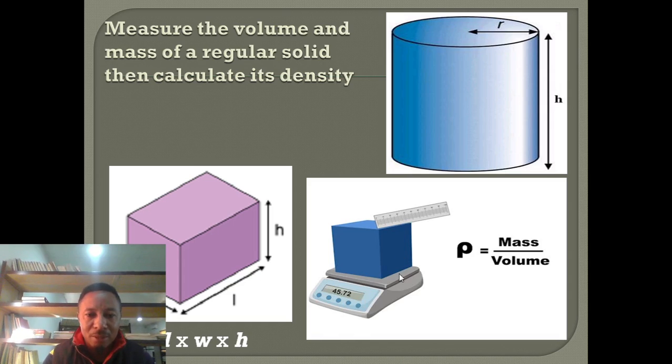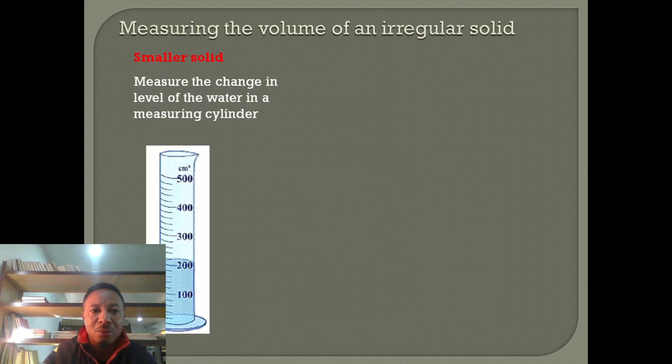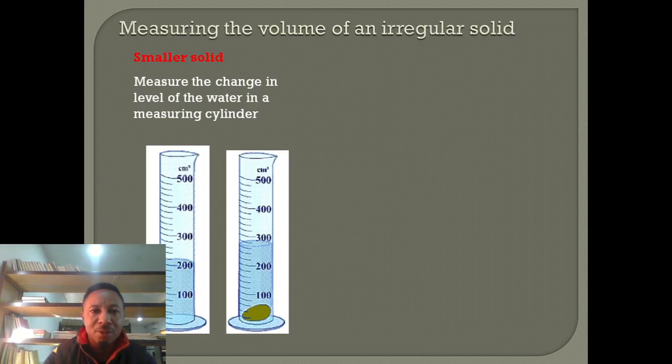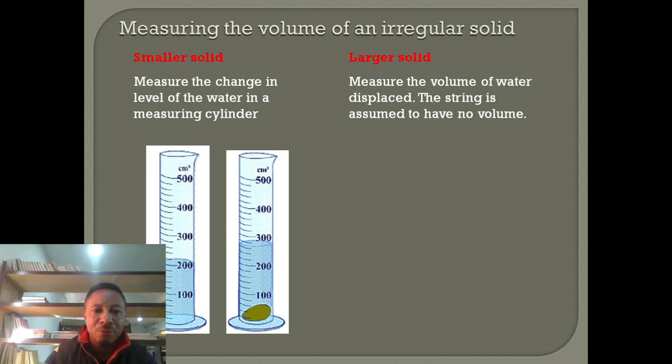Now you can get the mass by placing it on a balance, and read off. When you read off, you get the mass. After which you can calculate the density from the formula mass over volume.